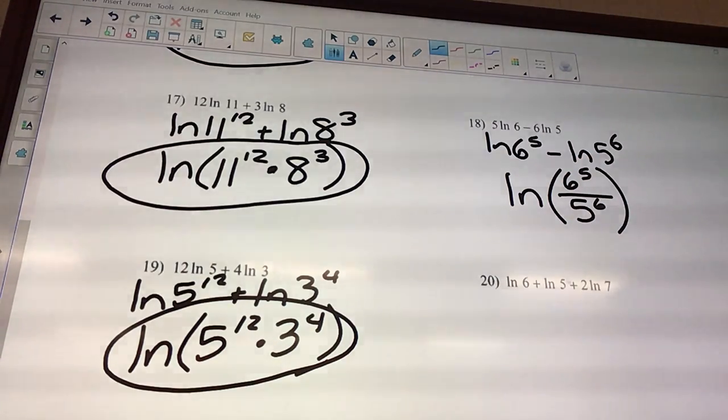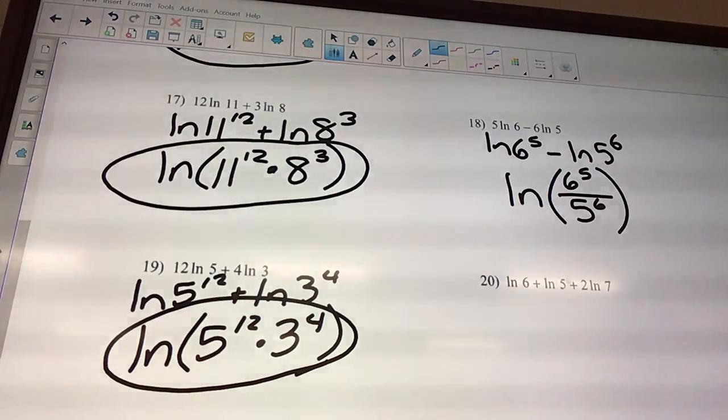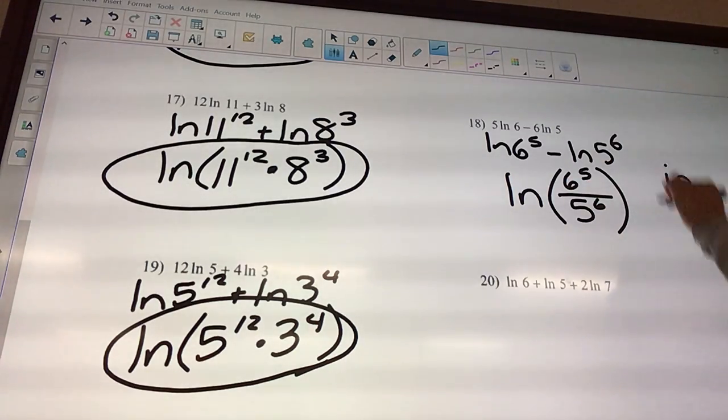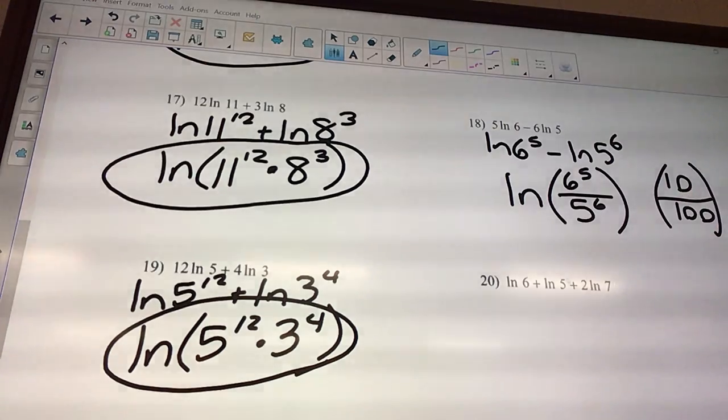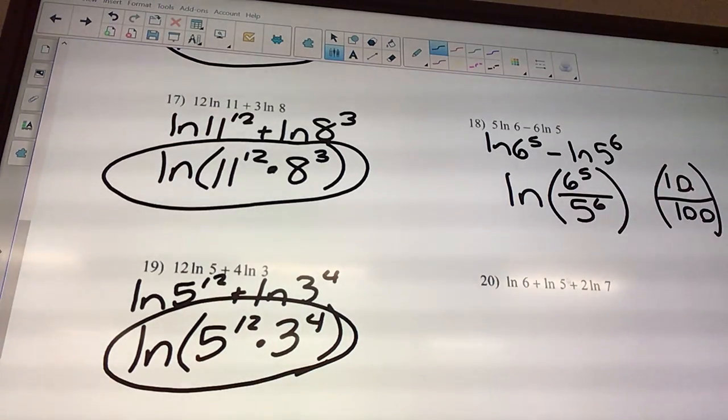Can we combine those? No. But if it was like, I don't know, 10 over 100, and they didn't have a power, you could combine. You could type that in your calculator and get a reduced form, because they don't have a power. If it has a power, you're going to leave it alone.